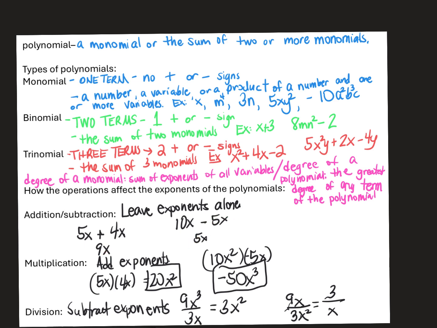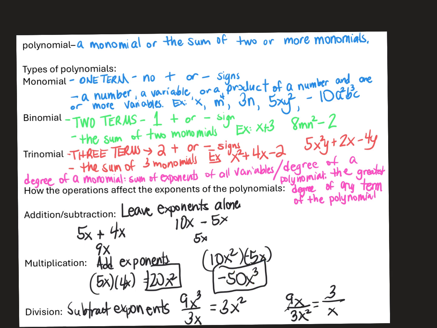That doesn't change. When you're multiplying like bases, you add your exponents. 5x times 4x is 20x squared because 1 plus 1 is 2. 10x squared times negative 5x is negative 50x to the third.